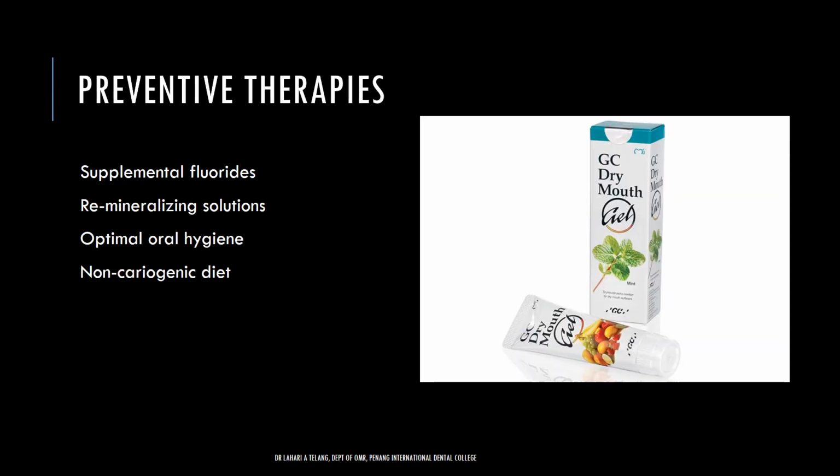Preventive therapies involve supplemental fluorides, remineralizing solutions, optimal oral hygiene, and a non-cariogenic diet, which all help in preventing the effects of xerostomia, which is primarily seen on the hard tissue structures, that is, the teeth. And preventive therapies promote remineralization of the dentine or the enamel, and then prevent caries.